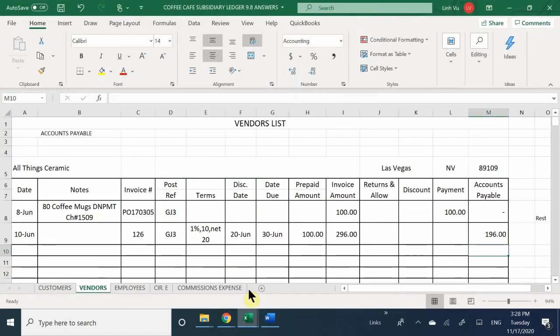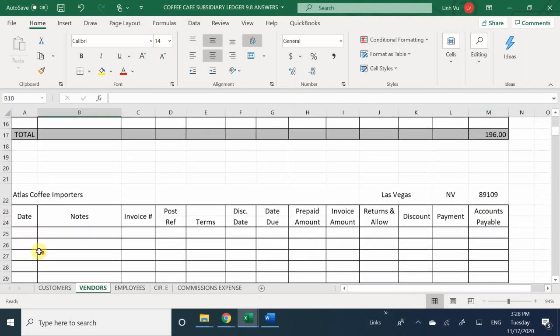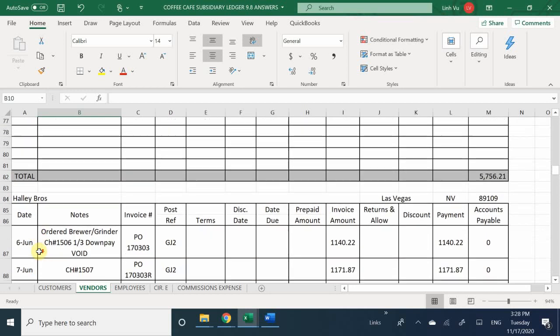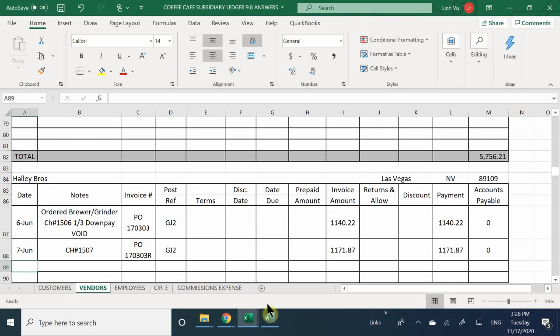So now we can go to Haley Bros. Now we're on June 10. There's not much you can really do here, because you received the coffee brewer and coffee grinder, so you already know it should be from the PO, 170,303. So we can skip this little box. We don't really need to add any extra details. We didn't make a payment or anything. So the invoice number was 351. General journal number 3. And yes, terms.